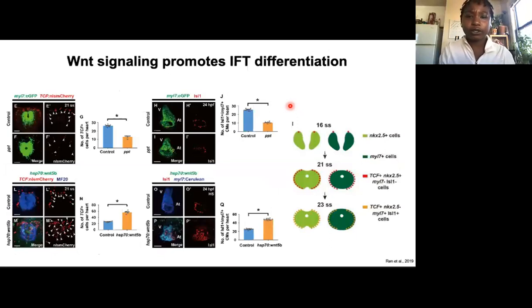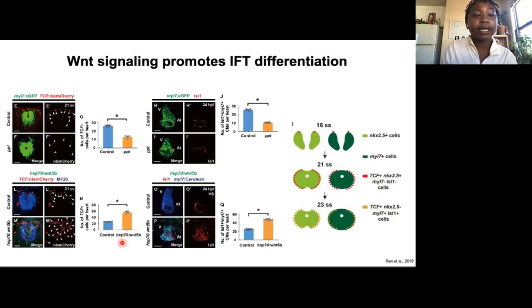The group used functional analyses to investigate the role of the Wnt signaling pathway during pacemaker development. Here they used a PPT mutant, which is deficient in Wnt signaling, and they also utilized a heat shock promoter for Wnt5b to increase Wnt signaling. They see opposite effects compared to the wild type. When they decrease Wnt signaling, they see a decrease in the number of TCF positive cells at the outset of the region, and at 24 hours post-fertilization, they see a significant decrease in the number of islet-1 positive cells at the inflow tract.